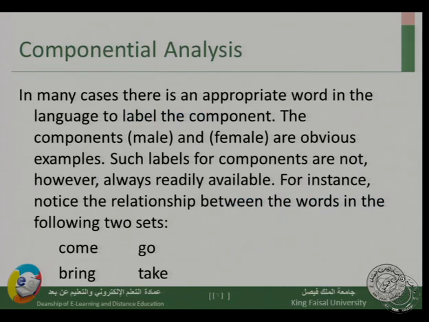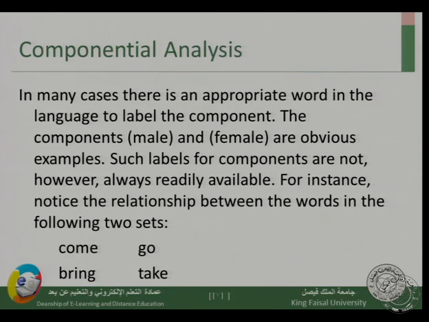So is it possible to have components in all cases, similar to the previous slide? Well, in many cases there is an appropriate word to label the component, like for example male and female. These are obvious examples where we have labels that are clear and easy to give, but these labels for components are not always available. So let's look at the relationship between the words in these two sets. So we have come and go, and we have bring and take.